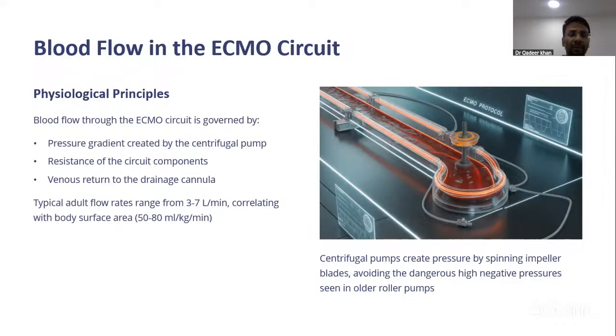All the blood flow to the ECMO circuit is maintained mainly by the pressure gradient created by the centrifugal pump. The resistance of the circuit components, as I told, if the length is more and the tubing size is smaller, resistance increases. Usually we use 3 by 8 tubings. Typical adult flow rate needed is 3 to 7 liters per minute, with a body surface area of 50 to 80 ml per kg per minute.